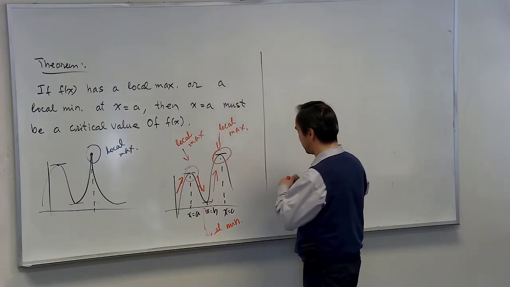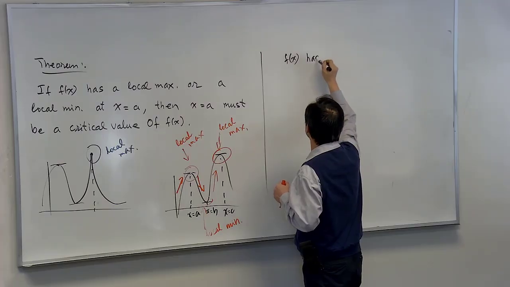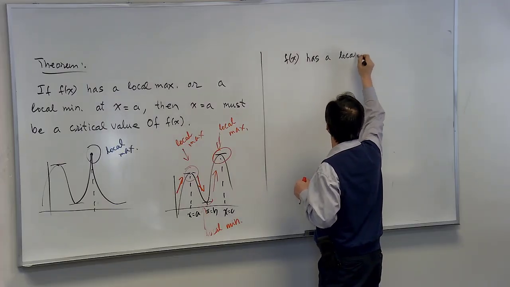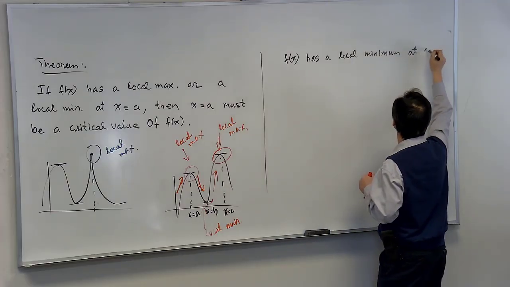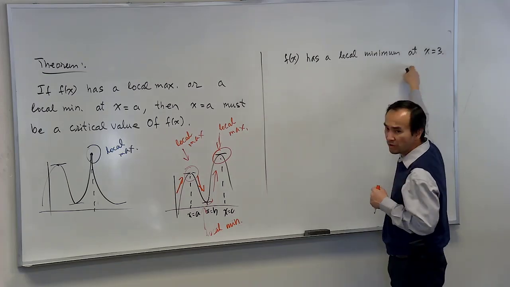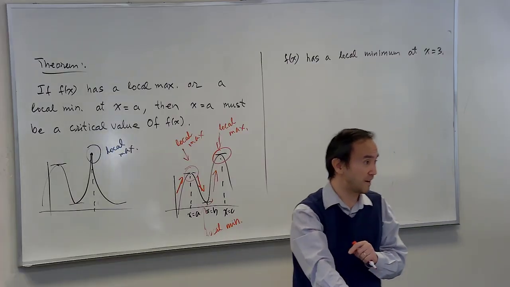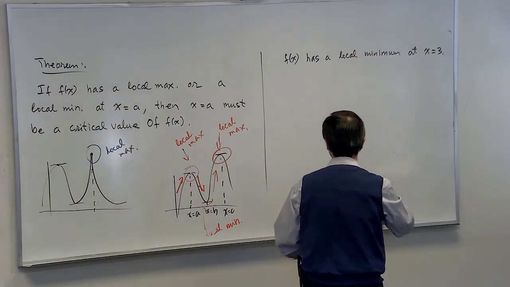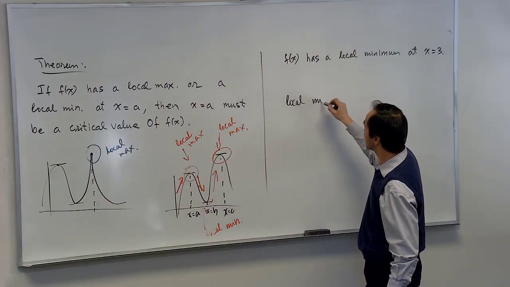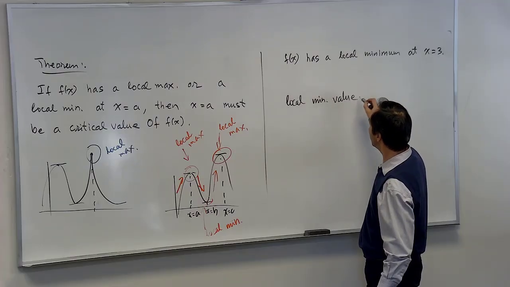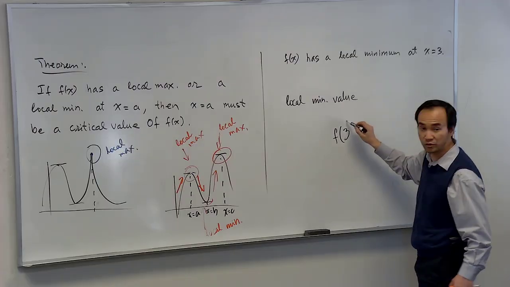Let me repeat this statement. After our work, we're saying that f of x has a local minimum at x equals 3. That's one statement. But this statement only guarantees where we have spotted the lowest point. How low does it hit? Then we have to answer the local minimum value. To get that local minimum value, we substitute the critical value x equals 3 into the function.